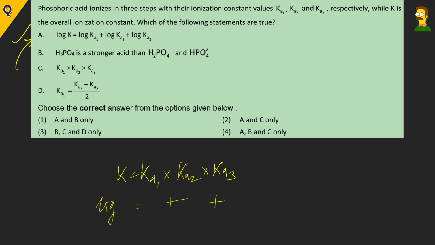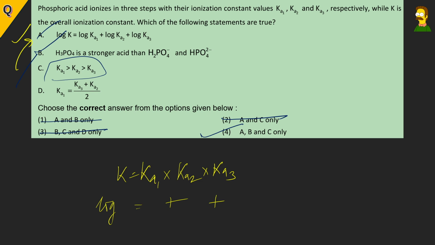Which of the following statements are true? So A is correct. The only option where A is not there is this, so I can scratch this out. H3PO4 is a stronger acid. Perfect. This is correct as well. B is correct as well. So I can scratch this out. Ka1 greater than Ka2, that is also correct. Hence we scratch it out, get this answer.